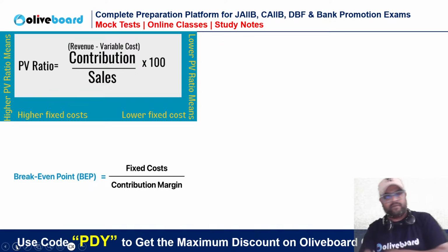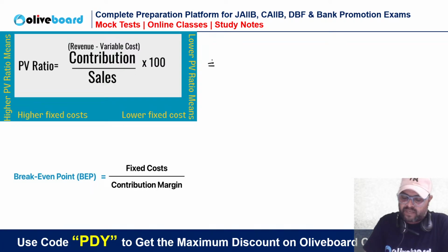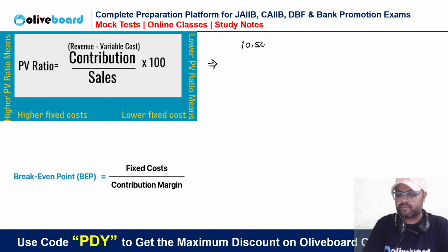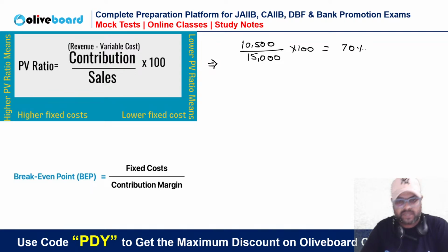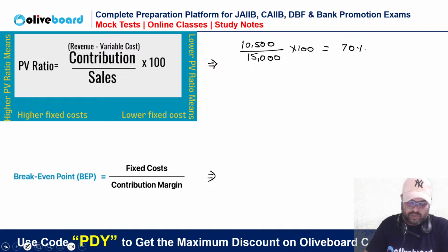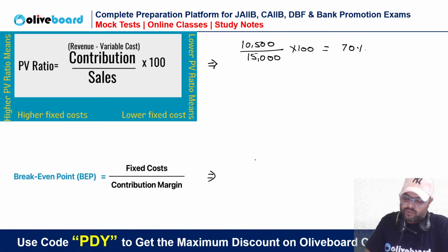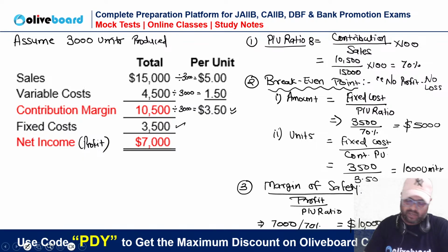Now, PV ratio we have already discussed. As per our calculation, our contribution was very simple. Contribution was 10,500 divided by sales was 15,000 multiplied by 100, we calculated 70%. Fixed cost divided by contribution margin, so fixed cost was 3,500 as per the question. So 3,500 divided by 70%, and we calculated it already, that is $5,000.